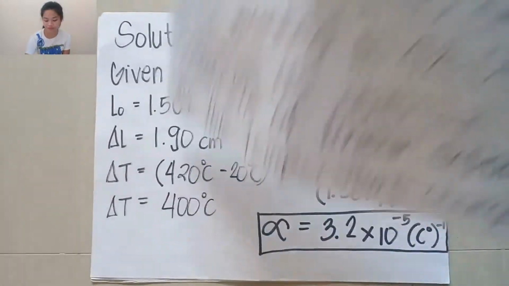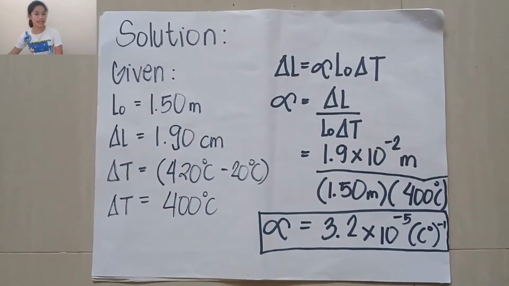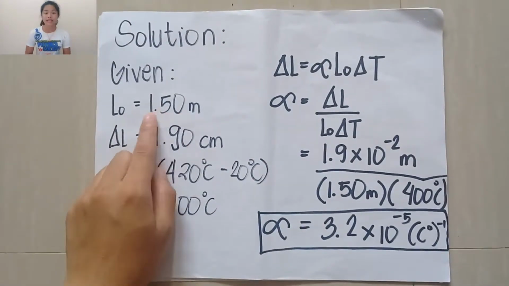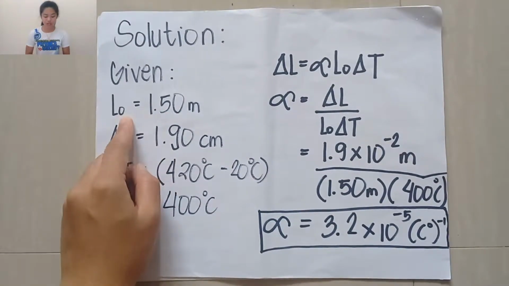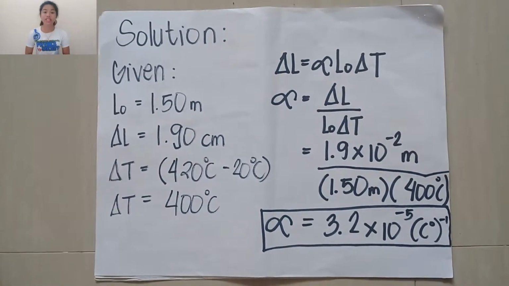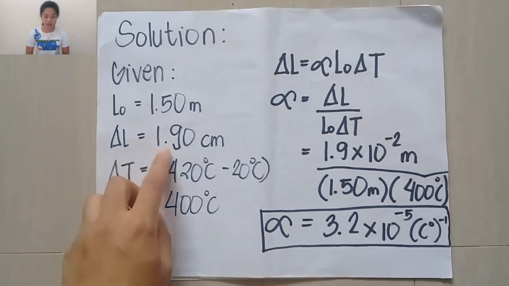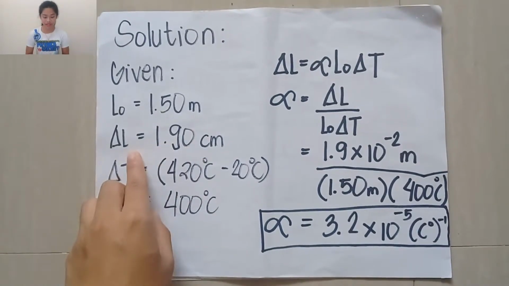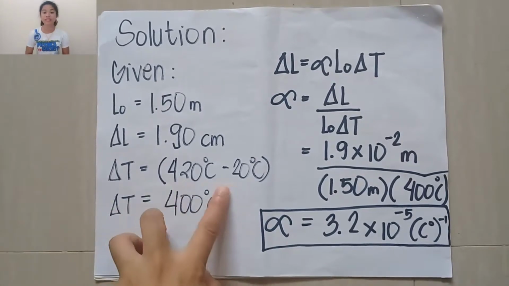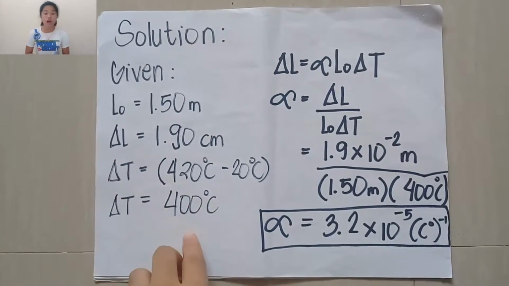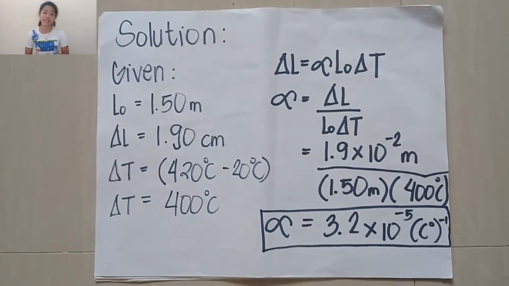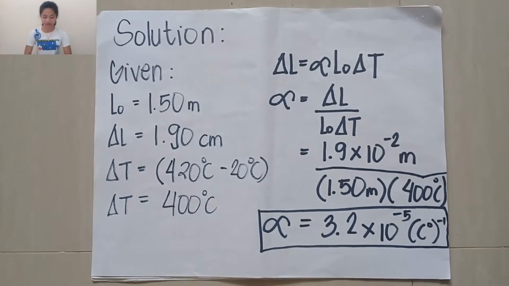So, the solution is the given values are the original length, which is 1.50 meter, then the change of length, which is 1.90 centimeter, and our delta T is equal to 400 degrees Celsius, since 420 degrees Celsius minus 20 degrees Celsius.